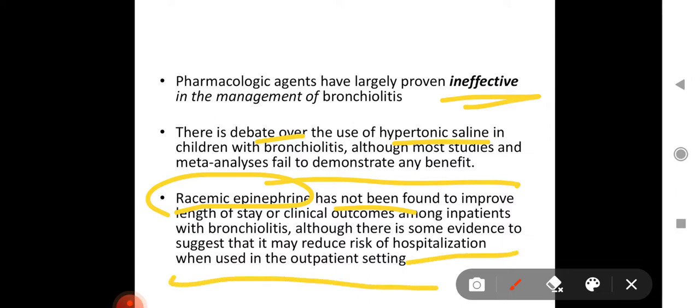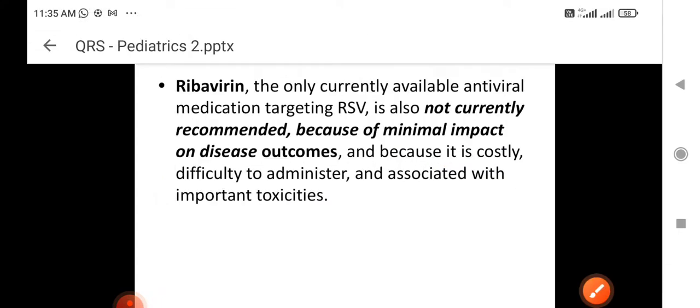So what it means is that if the patient is in such a condition that you need to hospitalize this patient, then nebulizing the patient with racemic epinephrine does not decrease the length of stay or severity of clinical outcomes. But if it is a stable patient and you are managing that patient on an outpatient basis, then if you give nebulization with racemic epinephrine, there are decreased chances of hospitalization for that particular patient.